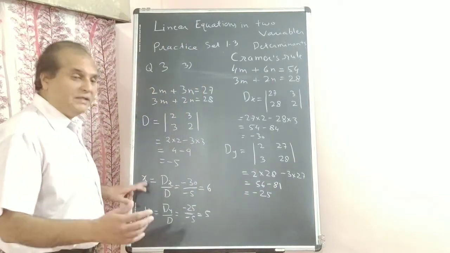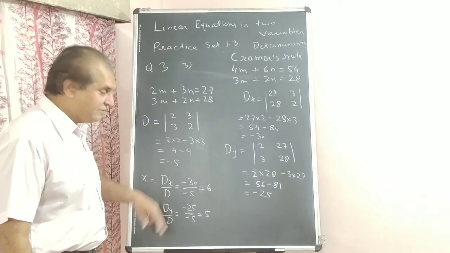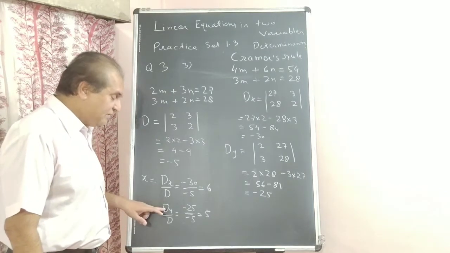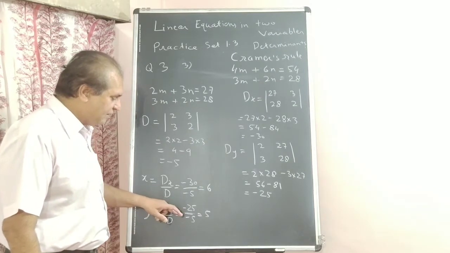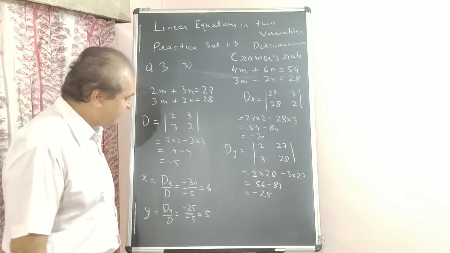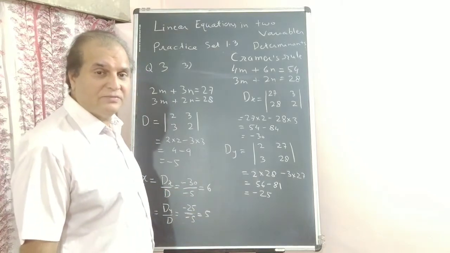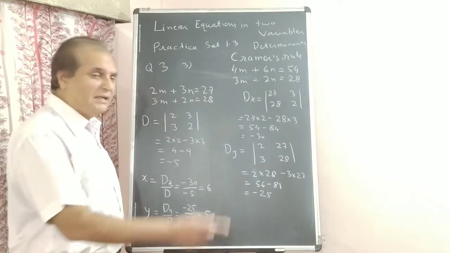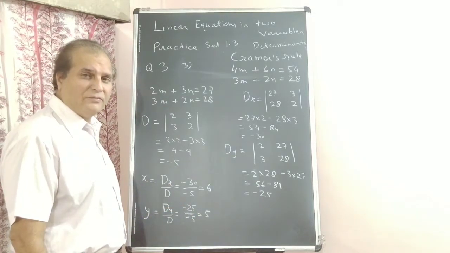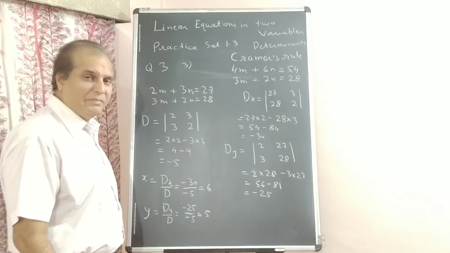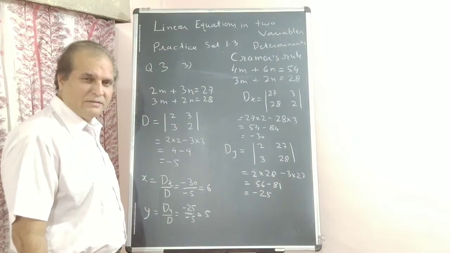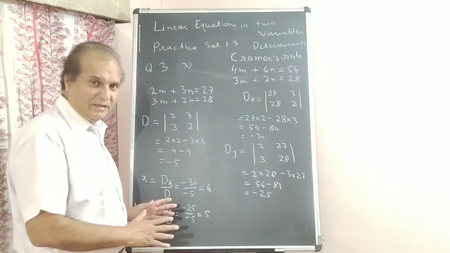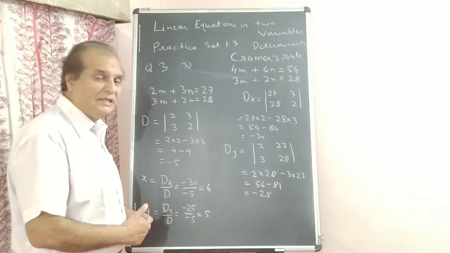So x equal to Dx upon D, minus 30 upon minus 5, that comes to 6. Minus minus cut, 5 6s are 30. y equal to Dy upon D, that is minus 25 upon minus 5, minus minus cut, 5. Answer 6, 5. Understood the sum? Very simple. Write the answer in round brackets, (6, 5). Practice more sums, from the 9th standard book also. Using this method, in 9th standard you tried the substitution method.